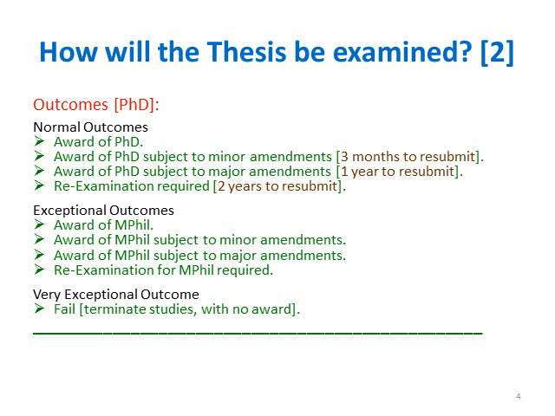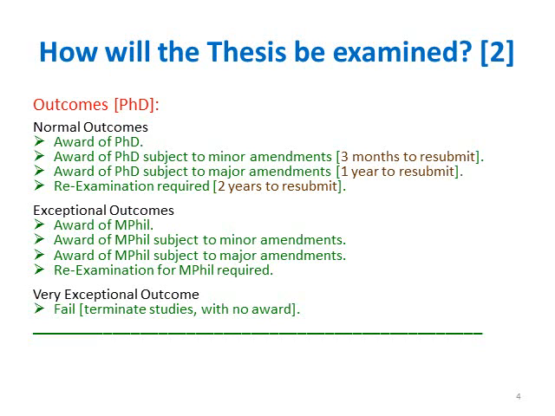Exceptionally, the examiners could recommend more severe outcomes, those being either the award of an MPhil or the award of an MPhil subject to minor amendments, subject to the same timescales as above, or the award of an MPhil subject to major amendments, subject to the same timescales as above, or re-examination required for an MPhil. And again, the examiners have not yet decided whether in principle this thesis is worthy of an MPhil. And then finally we have a very exceptional outcome, which is fail, terminate studies and no award given.